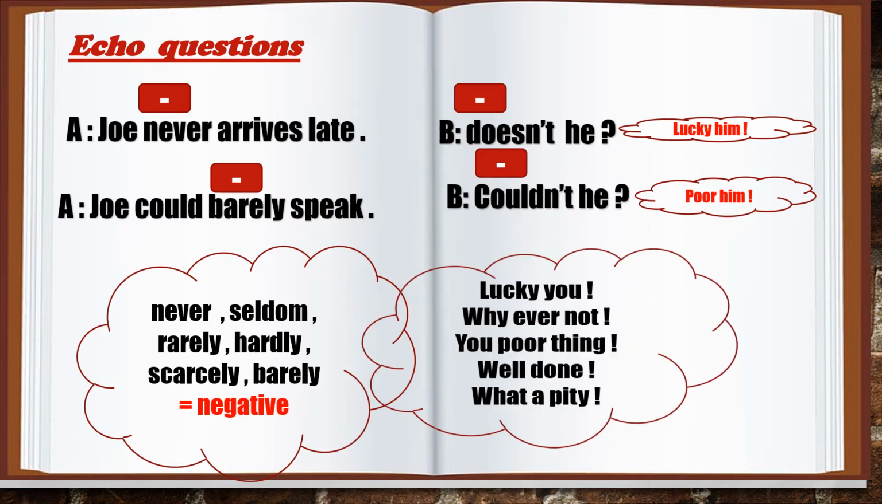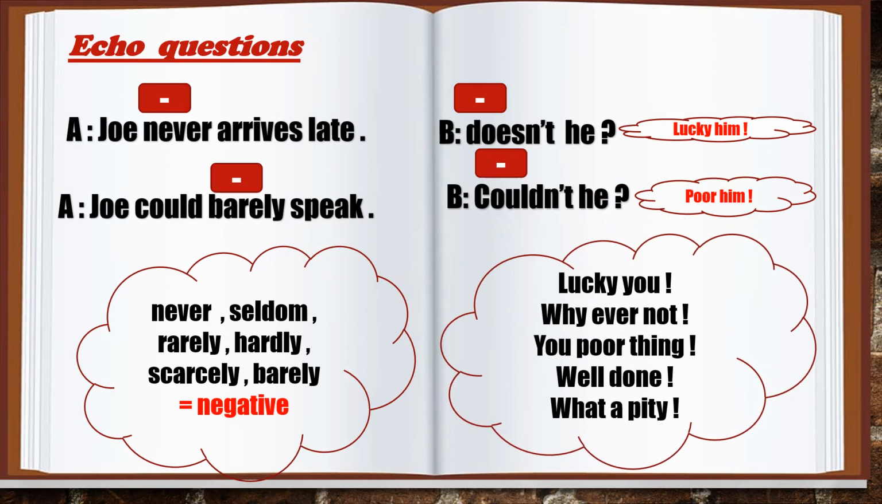Another rule I gave you, you can add your own remarks after the echo questions. يعني دائما أنت ممكن تضيف أي تعليق إلك بعد echo question. For example, you can say lucky him, lucky you, poor him, what a pity, but you are going to use a suitable one. يعني أنت بدك تحط يا مس الريماركس تبعتك تكون مناسبة للموقف اللي إحنا بنحكي عنه.